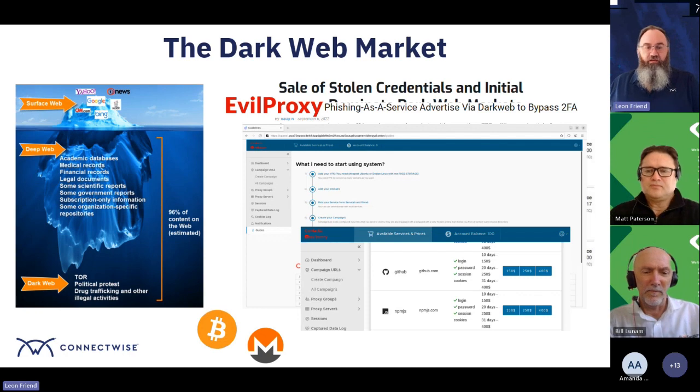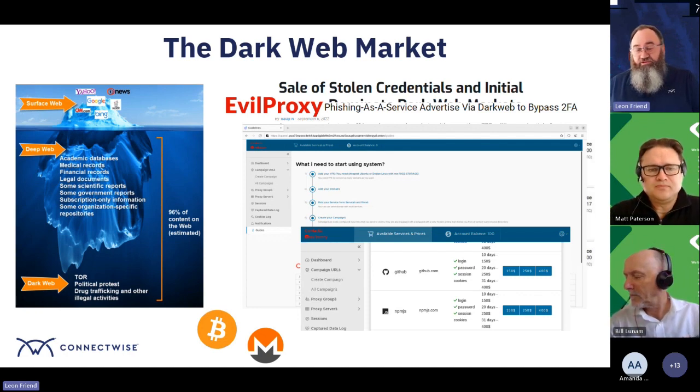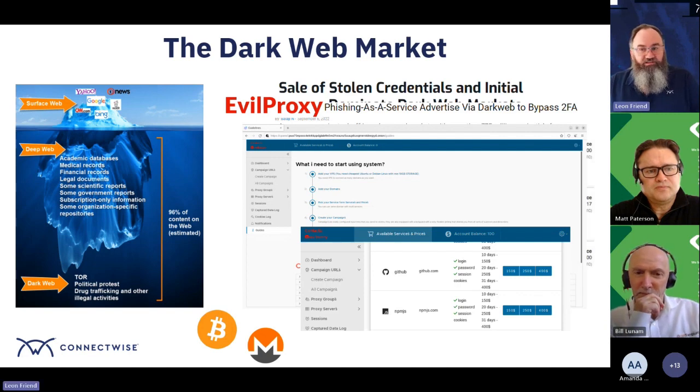So you can go on there, and for about $8 you can buy a New Zealand credit card, right? So we have the credentials. It can also be used. We talk about traditional 2FA, not MFA.